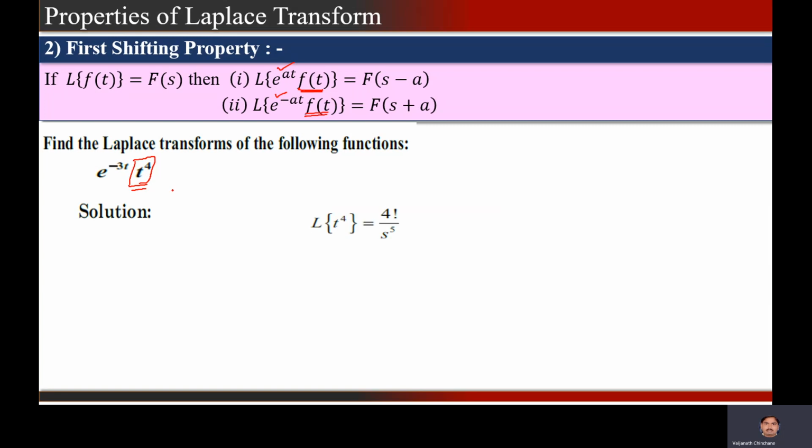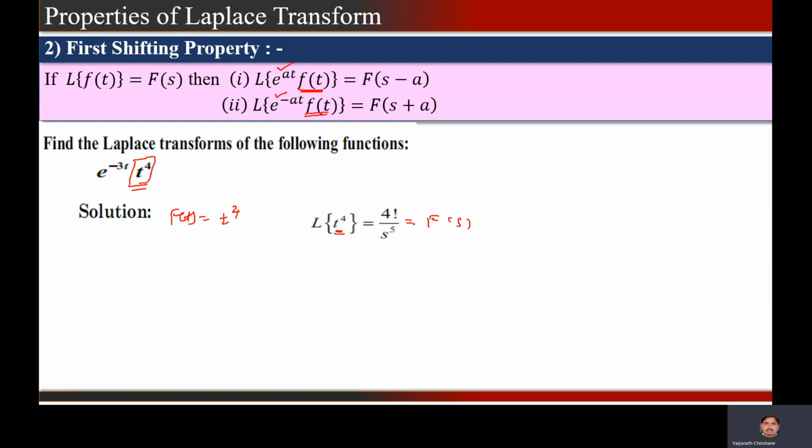So f of t is equal to t raised to 4. So taking Laplace of that, L of f of t is equal to this. So this is the Laplace of f of t, that is 4 factorial upon s raised to 5, right? So after finding the Laplace of f of t, this is say F of s. This is the F of s. The Laplace, what is the F of s of? This is the F of s of t raised to 4.